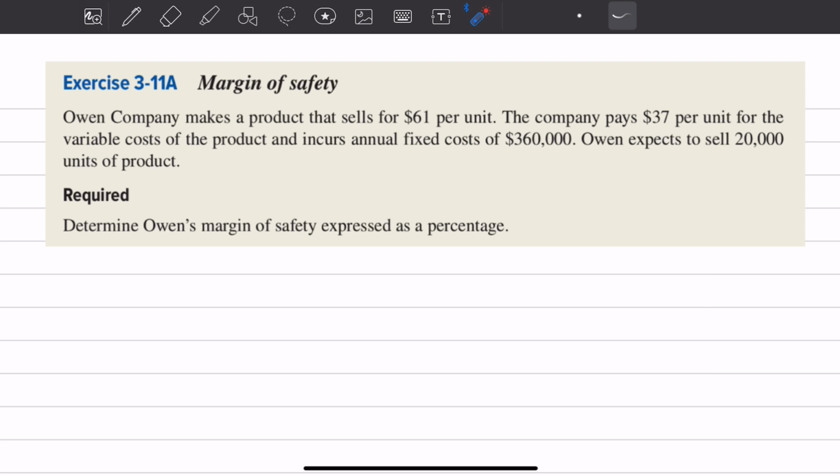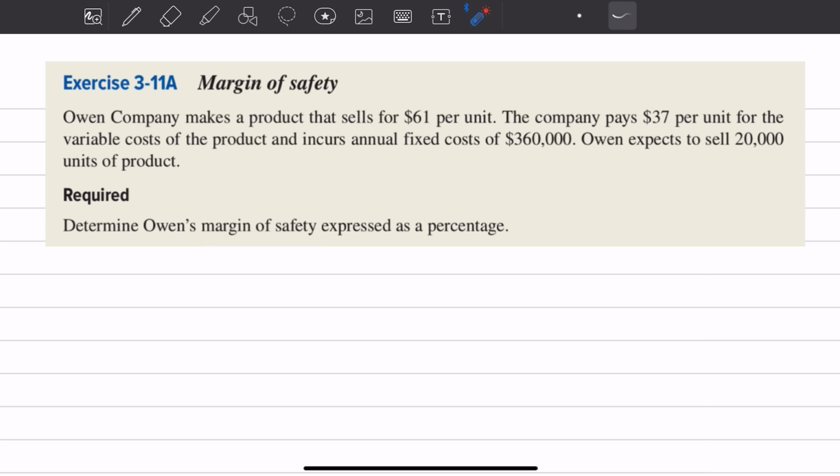It says, Owen Company makes a product that sells for $61 per unit. The company pays $37 per unit for the variable cost of the product and incurs annual fixed cost of $360,000. Owen expects to sell 20,000 units of product. Required, determine Owen's margin of safety expressed as a percentage.